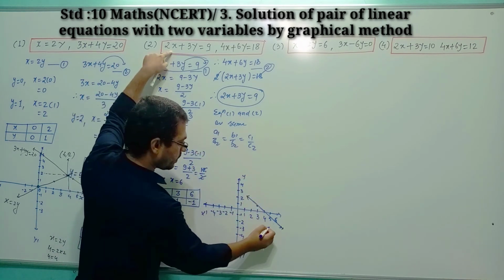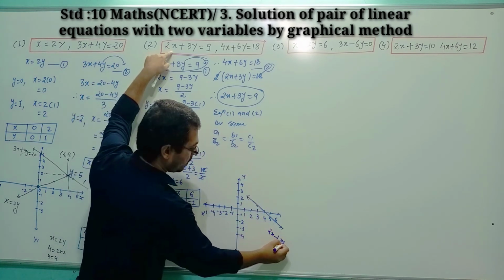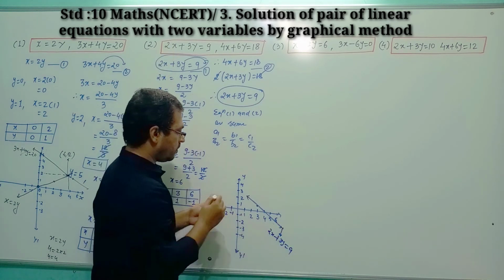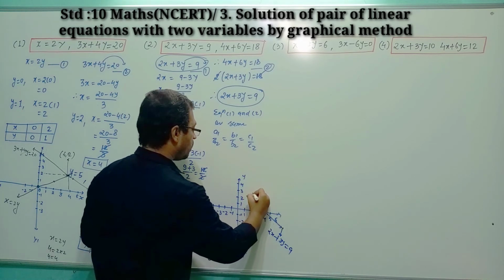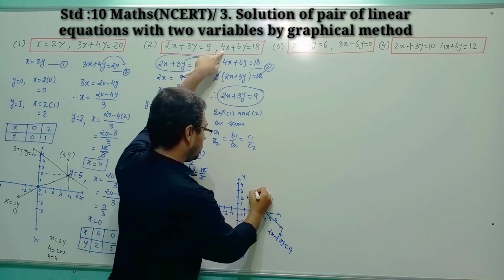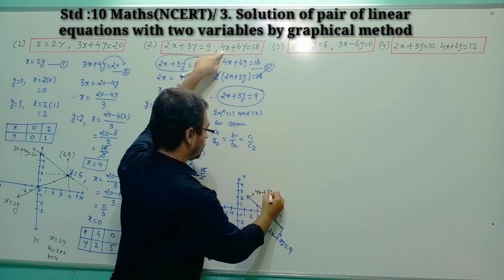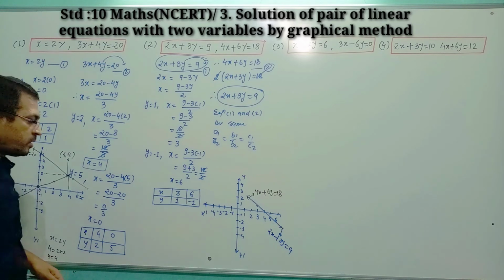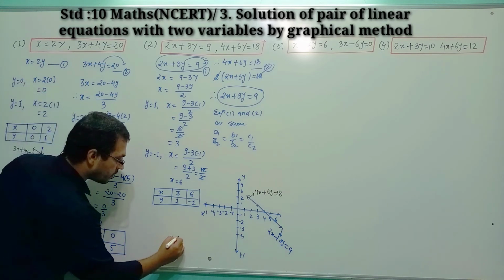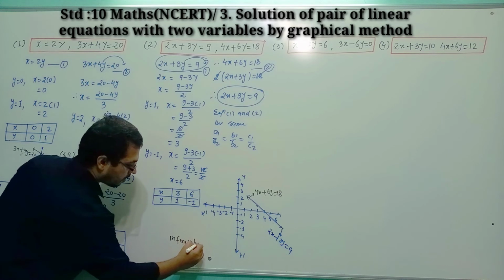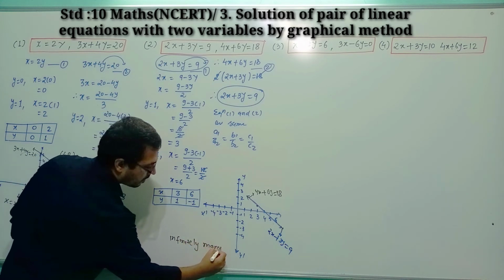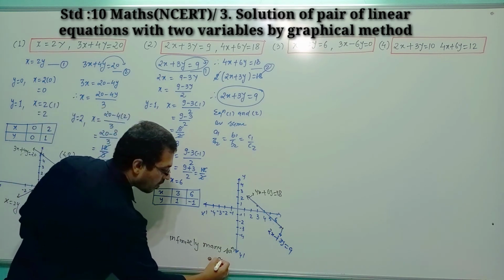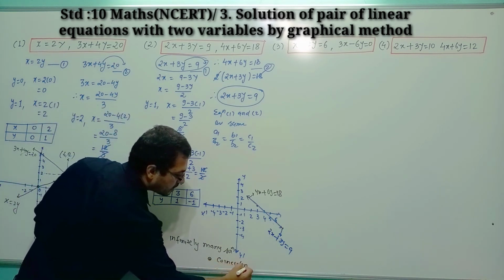So you can write what? This is 2x plus 3y is equal to 9. And what about this one? This blue region is what? 4x plus 6y is equal to 18. Understood? So how many solutions? Infinitely many solutions. Because the equations are coincident.